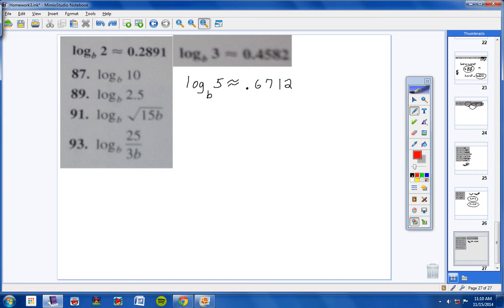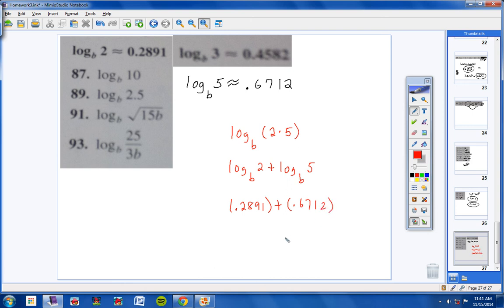So here we go. Log base b of 10 would be log base b of 2 times 5. Now I'm choosing 2 times 5 because I know the logarithm of 2 and I know the logarithm of 5. Okay? So here we go. Log base b of 2 plus log base b of 5. Okay? And log base b of 2 is 0.2891 plus the logarithm of 5 is 0.6712.